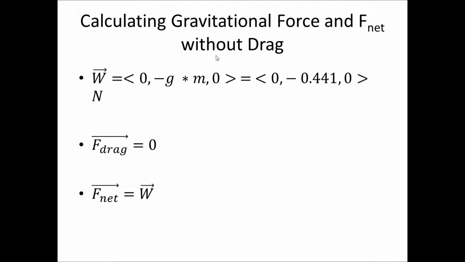In the model without drag force, we assume the Earth's gravity to be the only force contributing to net force. The Earth's gravitational pull results in a weight force on the object equal to negative gravity of Earth times the object's mass. Notice the weight vector is in the negative y direction. The weight force vector will be the same at every step of the process, 0, negative 0.4410 newtons, because the gravitational pull and the mass of the object are constant. Drag force is 0, therefore the net force is equal to the weight force and is constant.